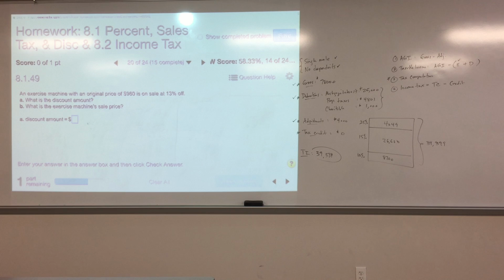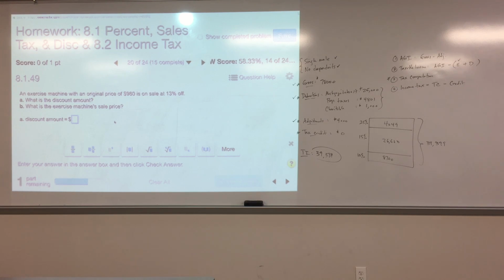Okay, now let's look at the discount amount. Done the same way, except you're discounting it. So if we have an original price of $980 and it's on sale for 13% off, we first need to figure out how much discount we're getting. How do we figure that amount? 0.13 times 980. Exactly. It's your original price times the discount rate as a decimal.